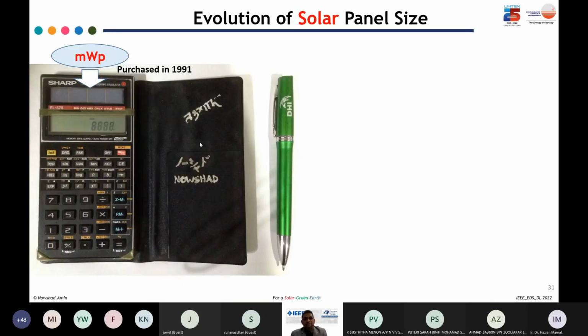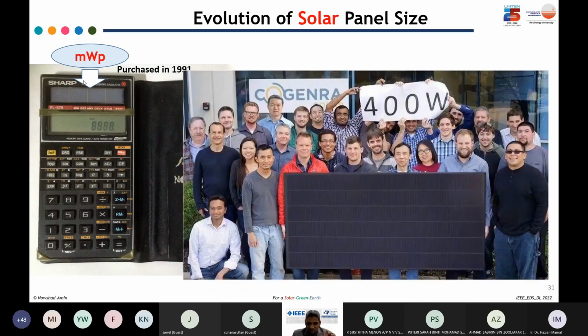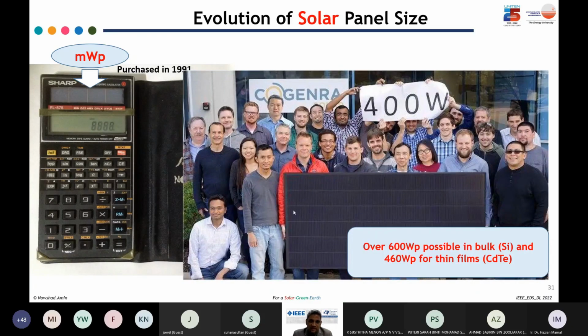I'm just going to show you the evolution of the solar panel size in the last, let me say, around 30 years of my known knowledge. The first one on the left-hand side, you can see I purchased this calculator back in 1991 when I started my study in Japan. It was an amorphous silicon-based solar cell. As far as I know, it was in the milliwatt peak range in one module, but now panels can be as large as 400 watt peak or even 600 watt peak. And over 400 watt peak is possible for thin films, even for cadmium telluride, which I'm going to discuss today.